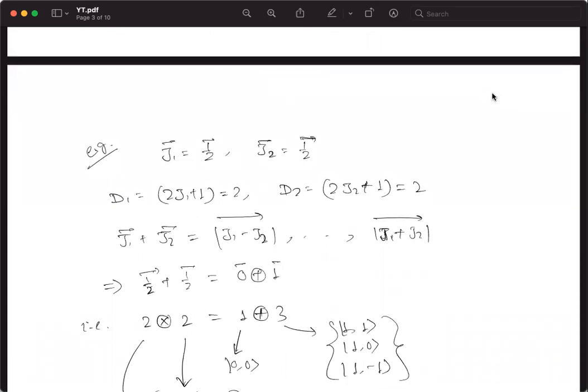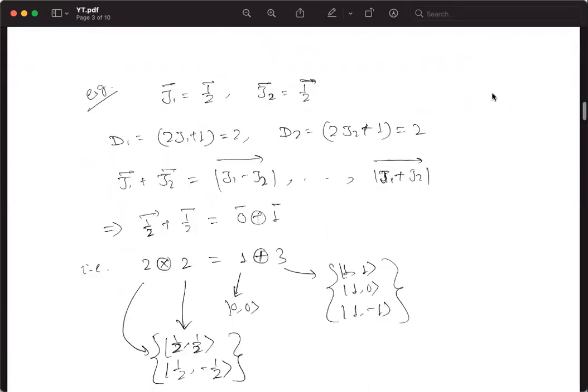So you know that D1, which is basically the dimensionality of the space corresponding to angular momentum half, will be two-dimensional. And same for J2, which is also half, so D2 equal to 2. Now when you add this J1 and J2, we get angular momentum 1 and 0. Now 1 contains three states, |1,1>, |1,0>, and |1,-1>. So that's why this spin 1 state is three-dimensional. 0 has only one state, which is |0,0>. This is a singlet or one-dimensional, right? So in terms of the dimensionality, 2 cross 2 equals 3 plus 1.